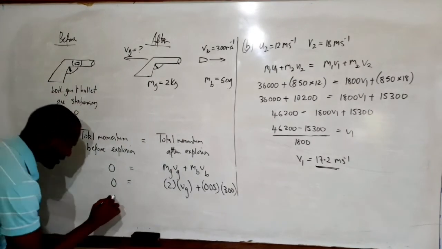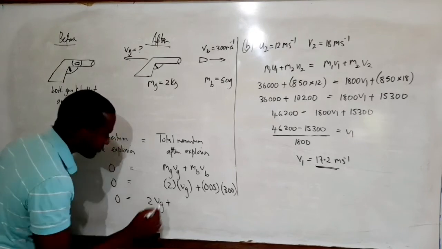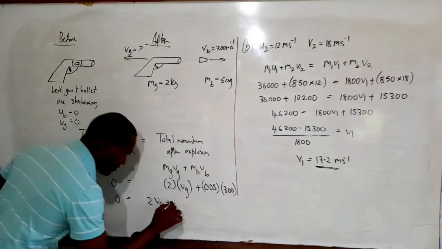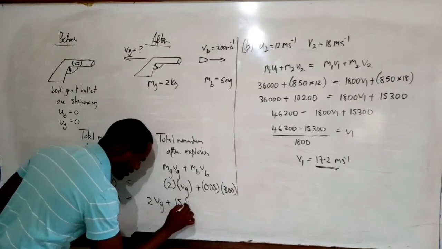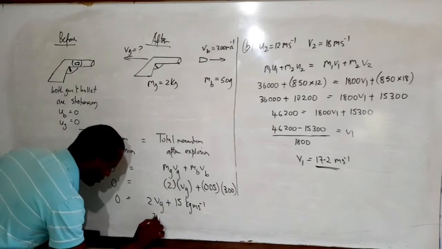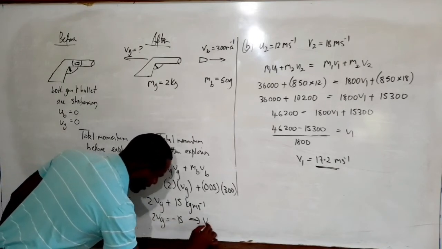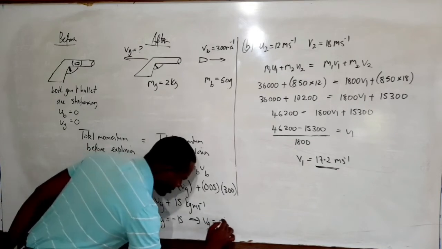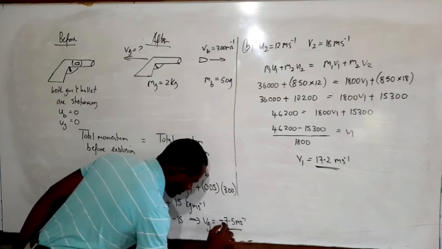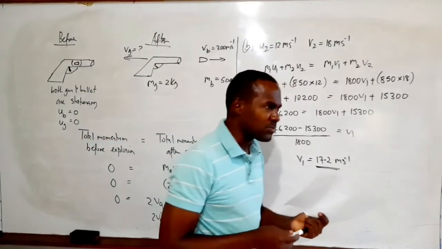So we work that out, so we get 0 is equal to 2 Vg plus 300 times 0.05, that gives us 15, right? And this will be kilogram meters per second, of course. And so we get that 2 Vg is equal to minus 15, and therefore the velocity of the gun Vg is equal to minus 7.5 meters per second, right? So the velocity of the gun works out to be minus 7.5 meters per second.